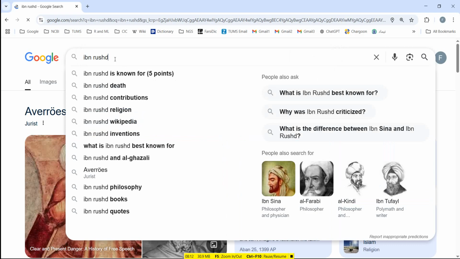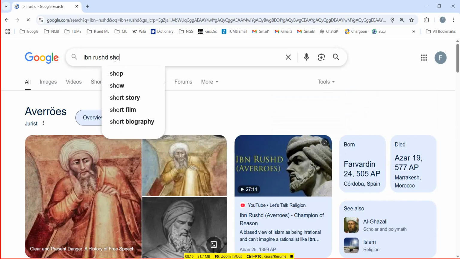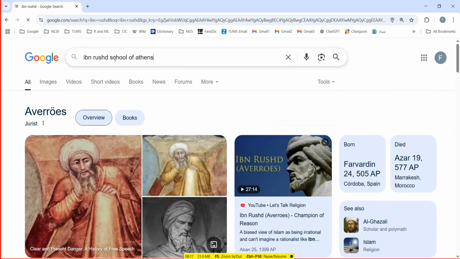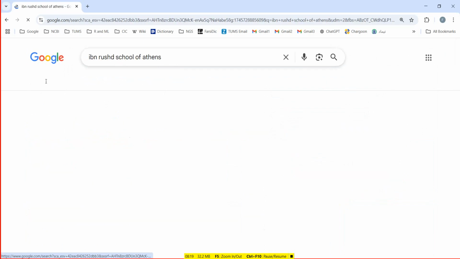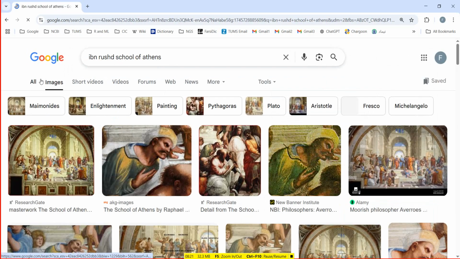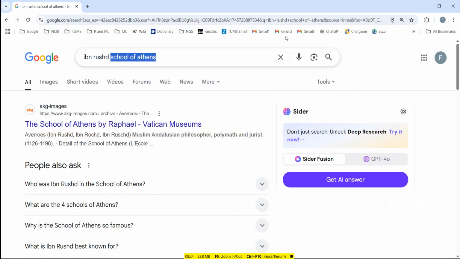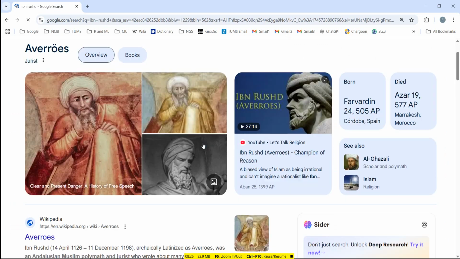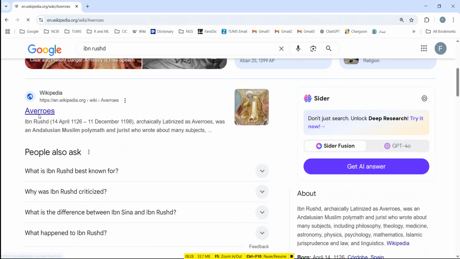Let me just be sure. School of Athens. Yeah, yeah. So, the group of Averroes or Ibn Rushd.